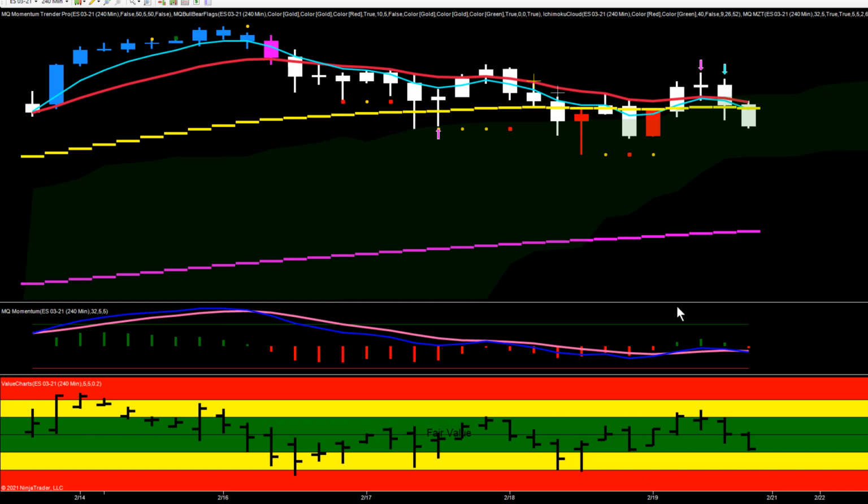Let's take a look at some price action trades we had in the ES today. This is our 240-minute chart, and you can see this chart is in a downtrend. We're making lower lows, lower highs, lower low, lower high, and pushing down. 5 and 13 crossed to the downside. Now the 50 is above the 200.